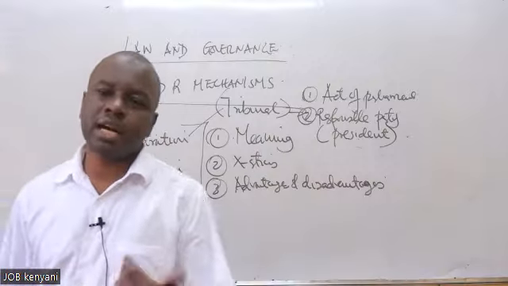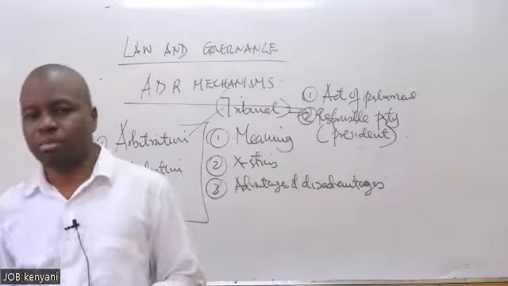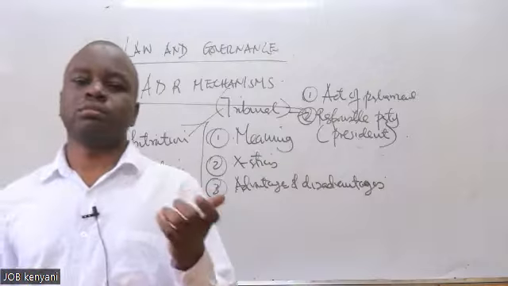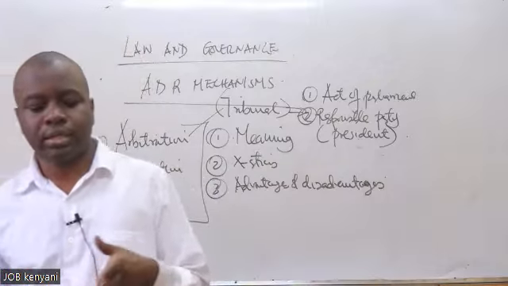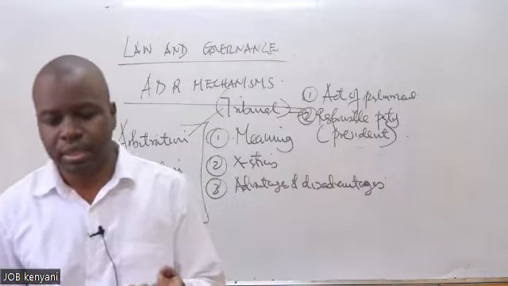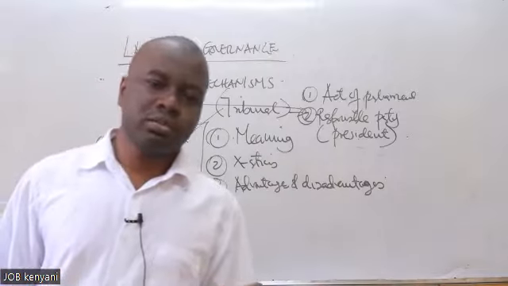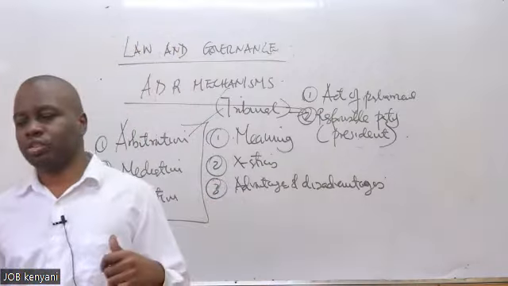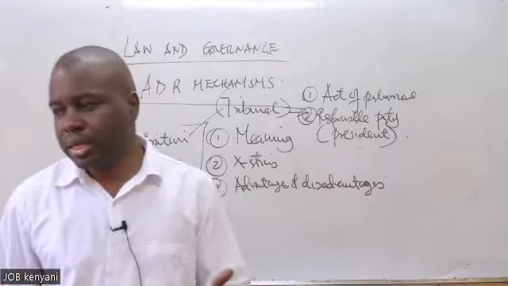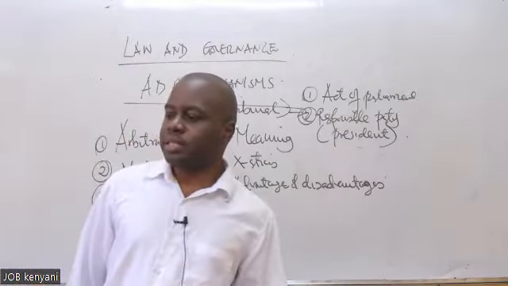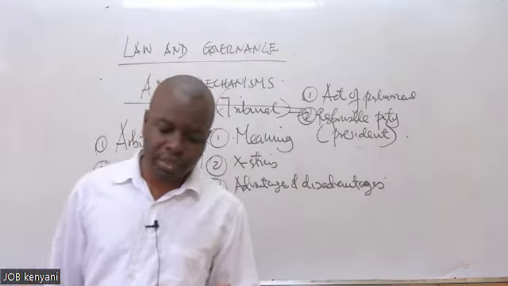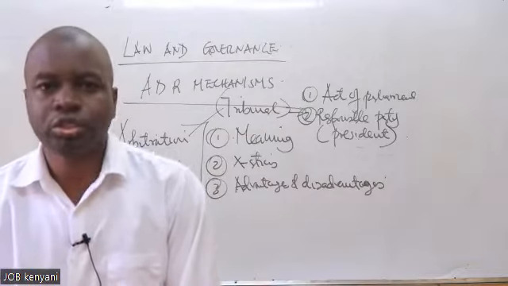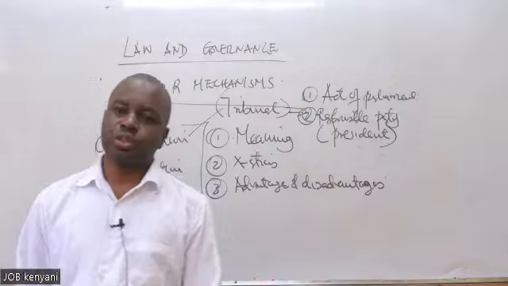Then the chances of reaching an agreement under negotiation are usually very minimal, because there's no one who can control the dispute resolution mechanism. So the chances of reaching an agreement are very minimal compared to the other processes. So those are the disadvantages of going for the negotiation process as a dispute resolution mechanism.